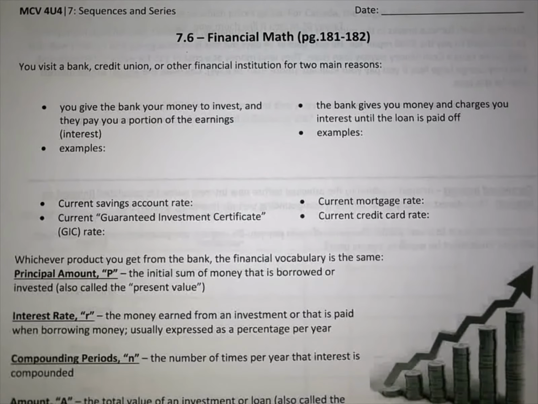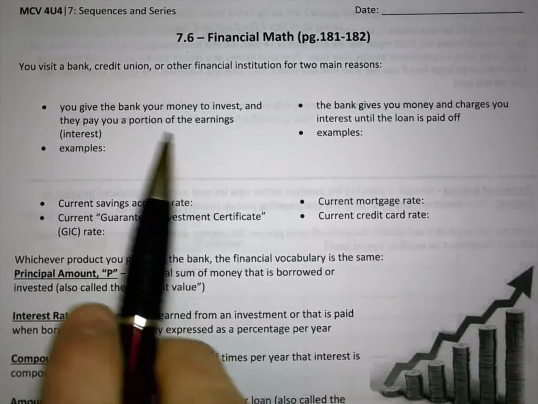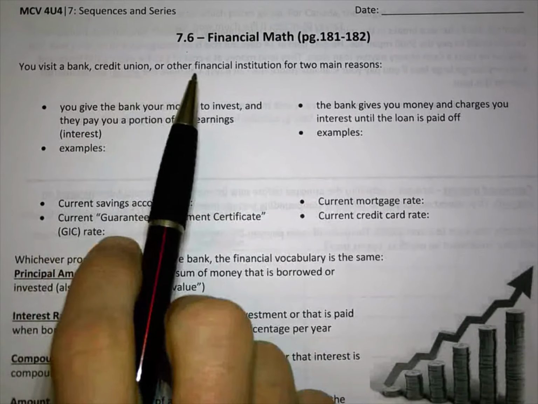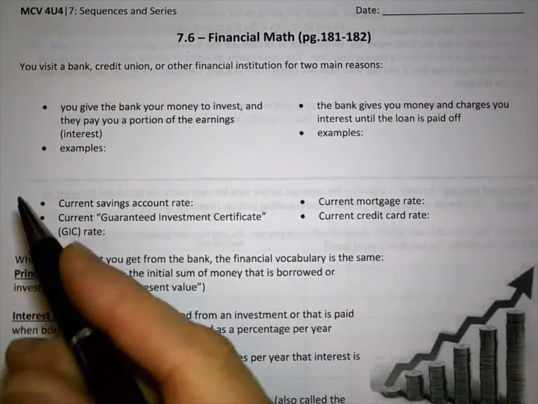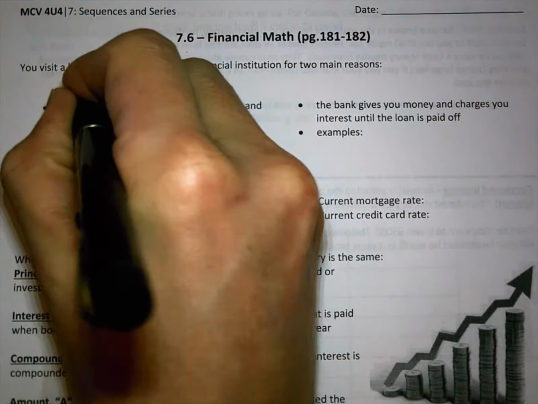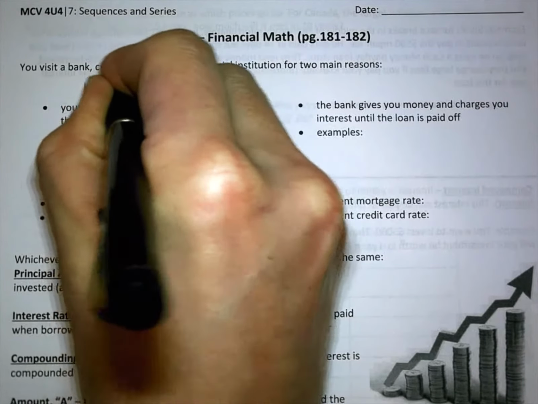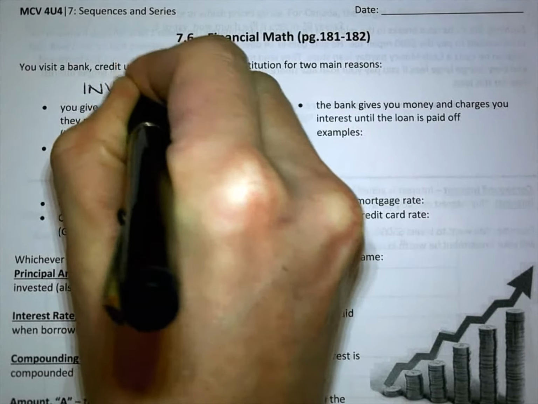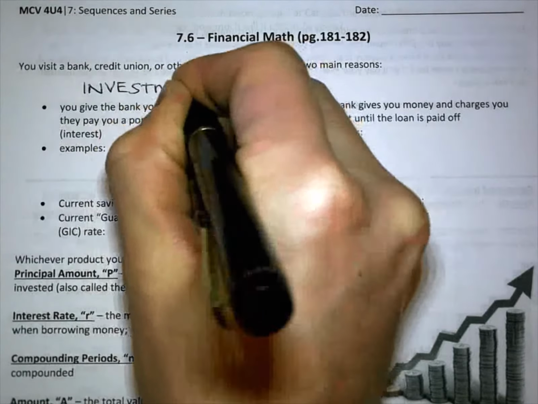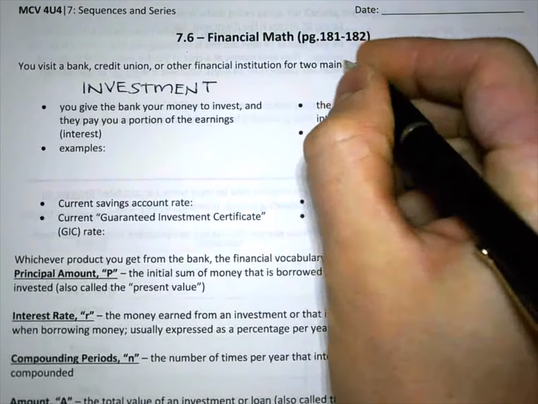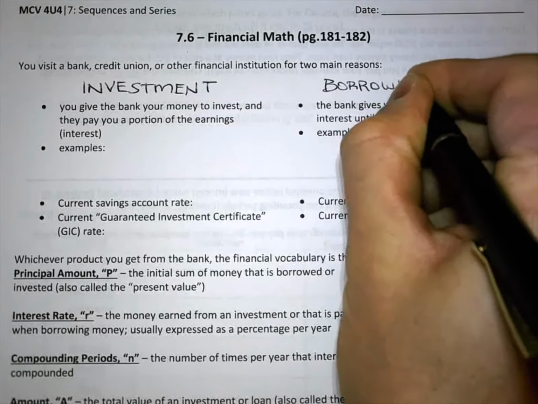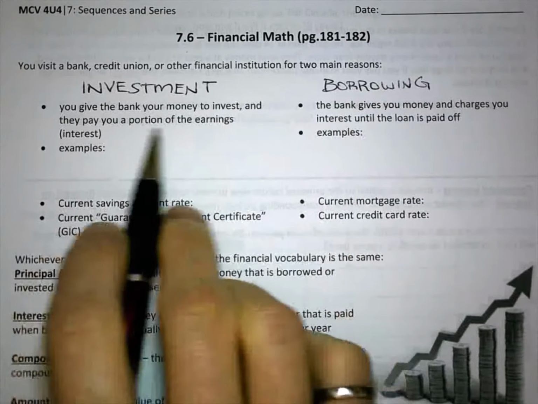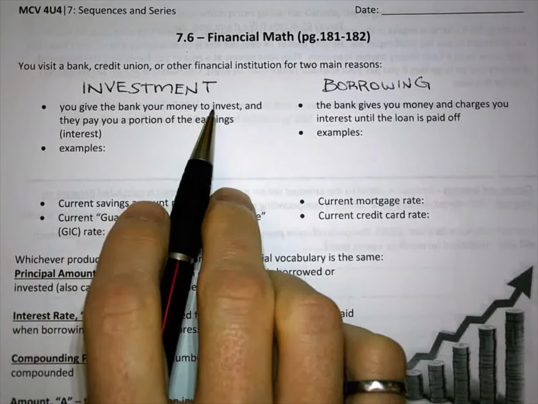So let's just go over some general things and terms about banking. If you go into a bank, a credit union, or any other financial institution, there are two reasons you want to walk in. One would be to invest, which means you have money and you want it to make more money. And the other reason would be to borrow, which means you need money and so you're going to ask for it from the bank.